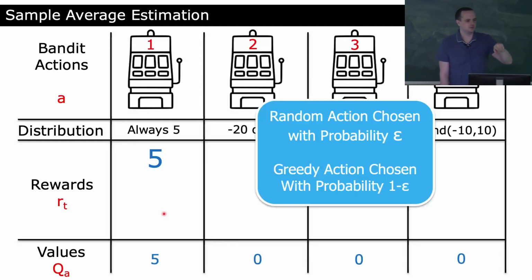Sorry? 7.9. Why did you say that? That's okay. So there's 4 actions. I'm going to choose a random action 10% of the time. What's the percentage of the time that I choose the greedy action? What was that? 0.5. That's almost correct. Your intuition is there, right?